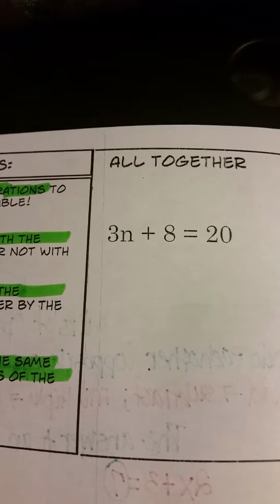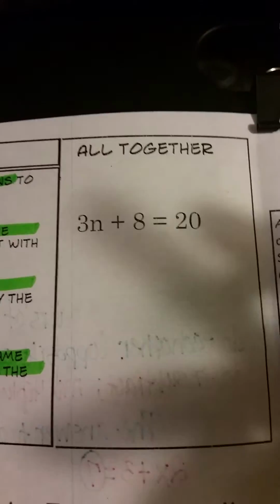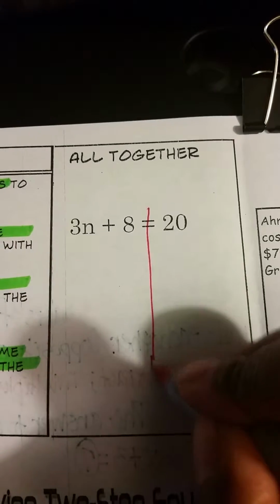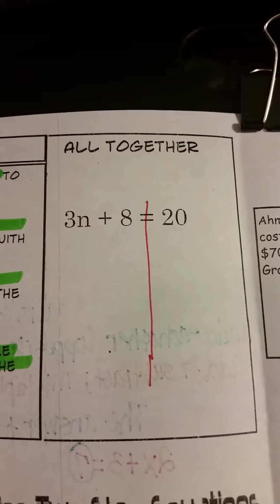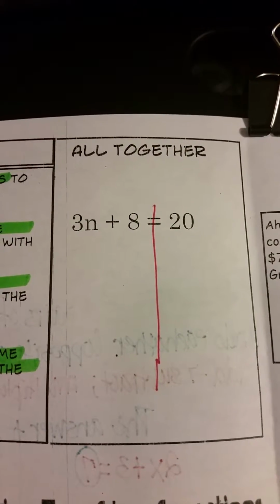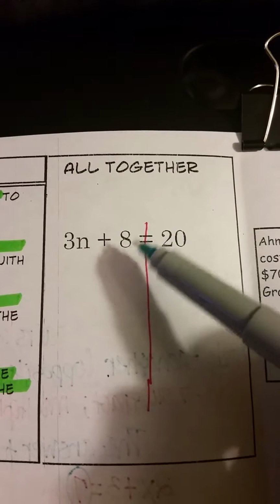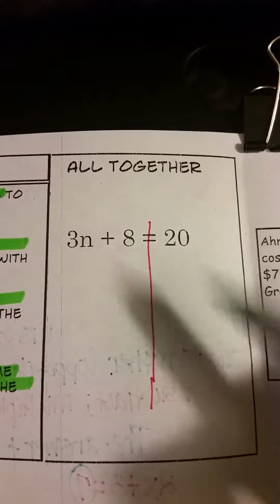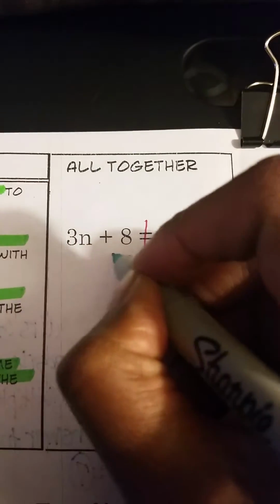Okay, so let's try one here together. Now, when we were doing the one-step equations, I told you to always find your equal sign, and I call it part the river. Okay, so we're going to part our river here. Whatever we do on this side of the river, we do on this side of the river. Okay. Now, my first step told me that I need to use inverse operations to isolate the variable, and I always start with the constant. Okay, so my constant here would be the 8. So I need to isolate this n so we can solve for n. So I need to move this 8 to the other side. In order to do that, I'm going to have to subtract 8 on both sides.